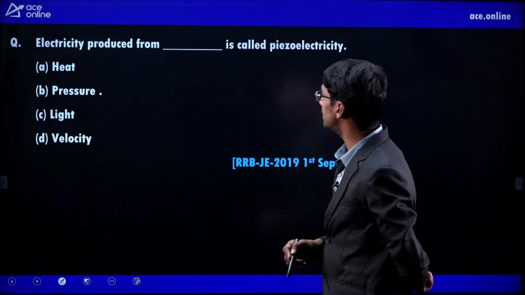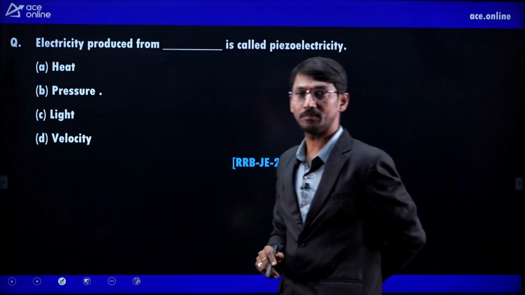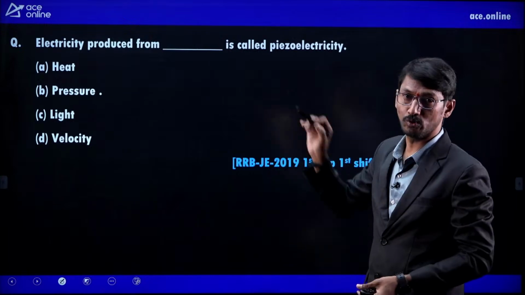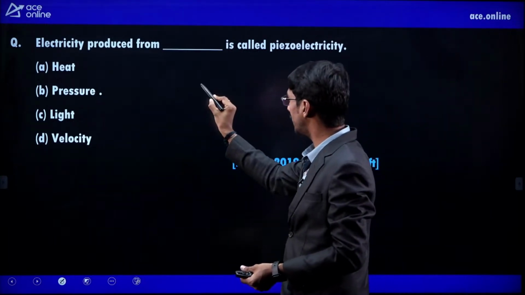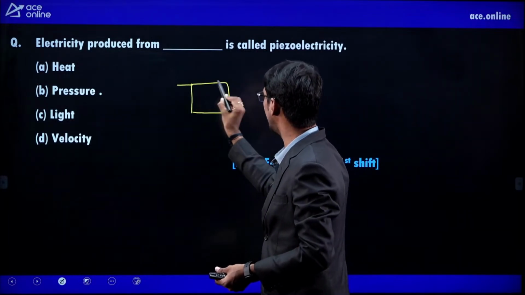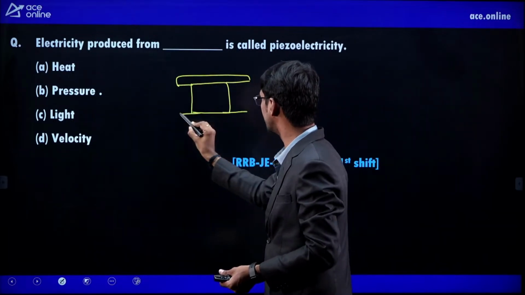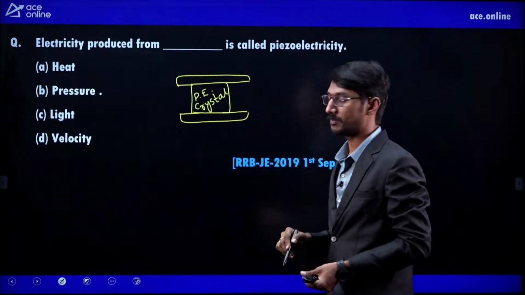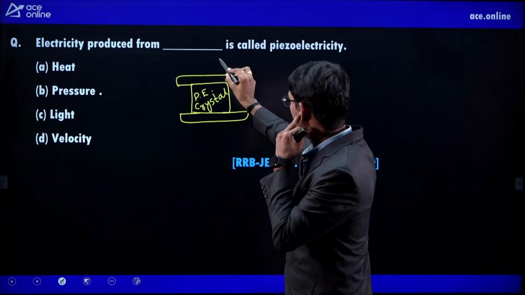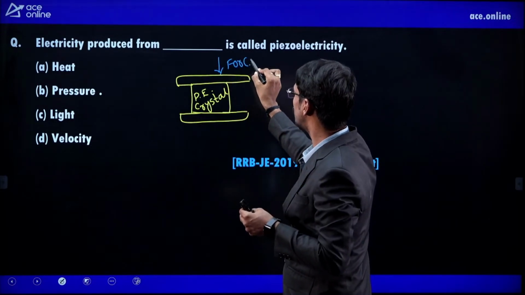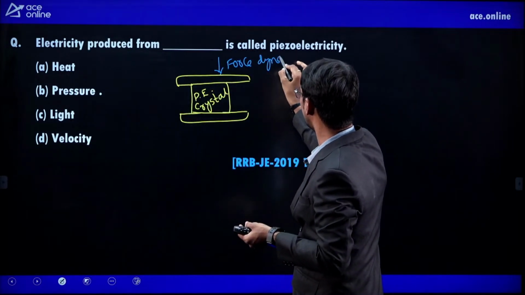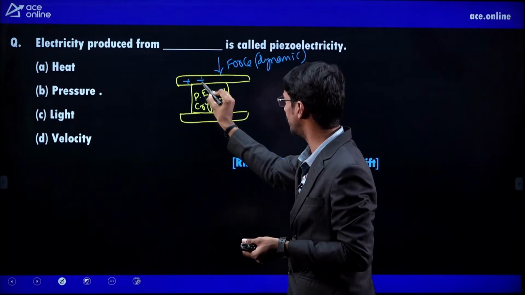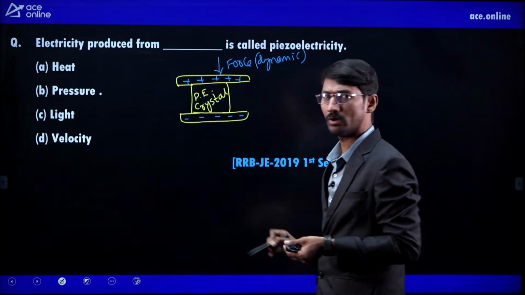Electricity produced from dash is called piezoelectricity. Tell me. Simple. I am taking one piezoelectric crystal. Now for this piezoelectric material we give force. Force per area, pressure we can say. That too, dynamic force. The moment we give the dynamic force, due to molecular displacement and deformations, we get positive charge on one electrode and negative charge on the other electrode.